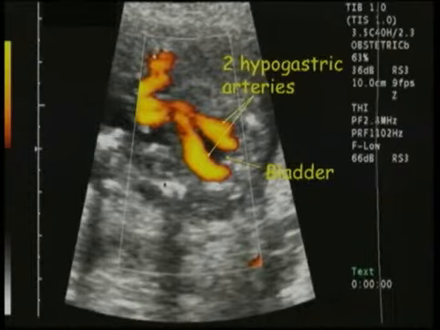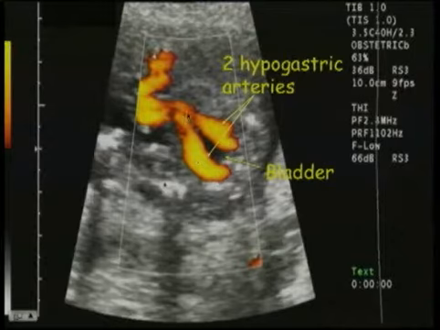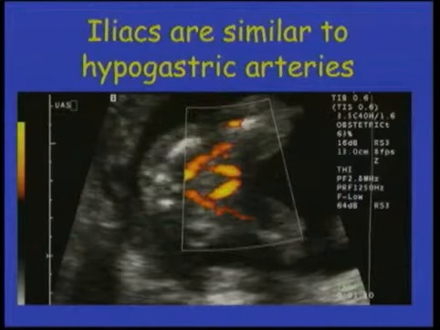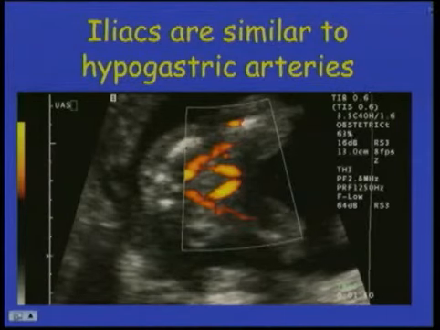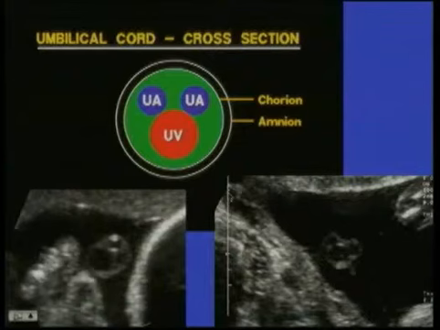When we go down to look at the vessels in the cord, we usually take this picture, which is a color picture using power Doppler, showing the two hypogastric arteries alongside the bladder as they enter into the fetus, and that tells us that there is a 3-vessel cord with 2 arteries. Now, the iliac arteries are similar to the hypogastric arteries, so it is important to make sure that you know where the vessels are coming in. These would be the iliacs, whereas these would be our umbilical arteries coming in.